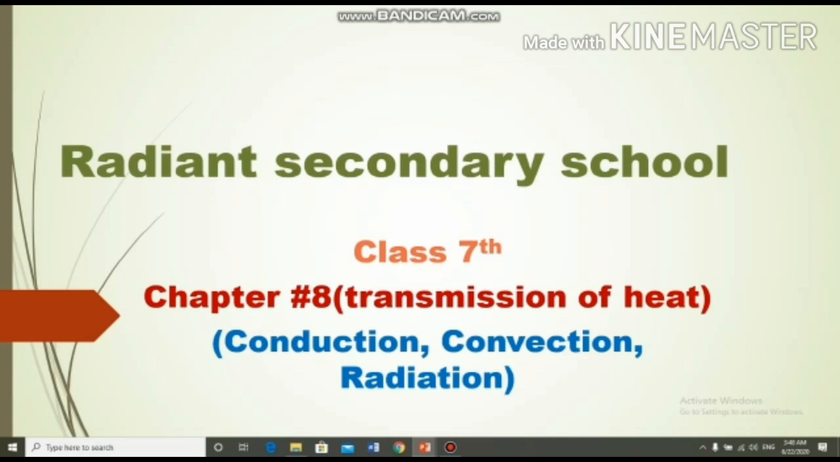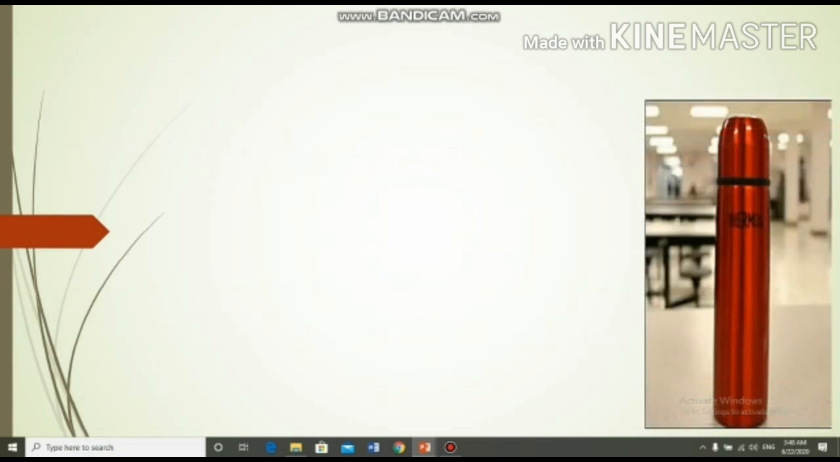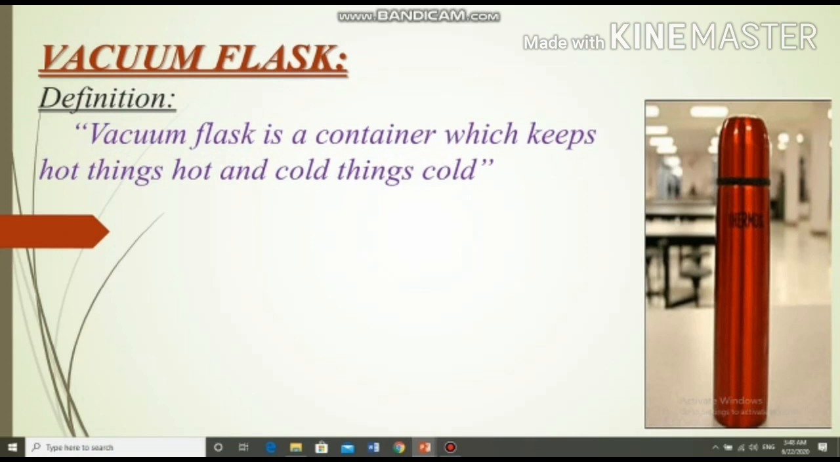For this purpose we should know about the mechanism of heat transfer, and how we can reduce the process of heat transfer by the three methods. You have observed this thing? Yes, this is the thermos flask, or we can say a vacuum flask, the bottle that you can carry along with you in schools for drinking cold water in hot summers.